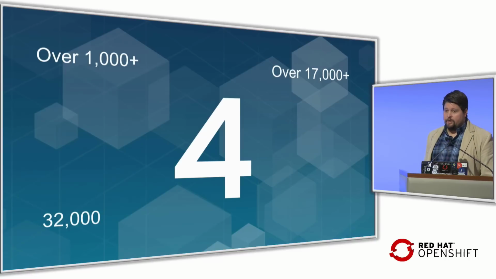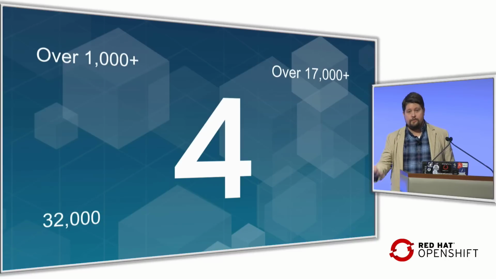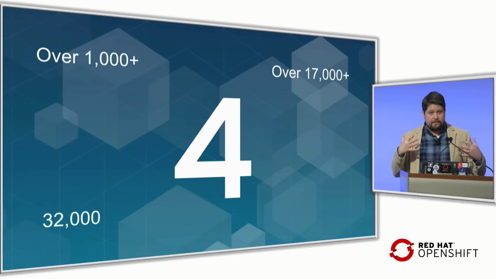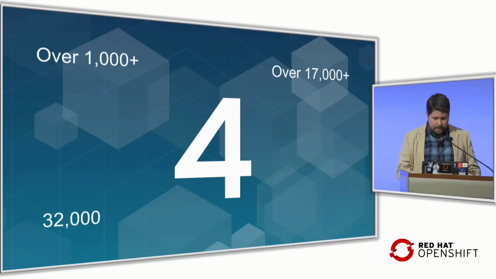17,000 commits that Red Hat engineering gave back to the Kubernetes community. That's quite a lot of code that is moving back and forth between that community and OpenShift.